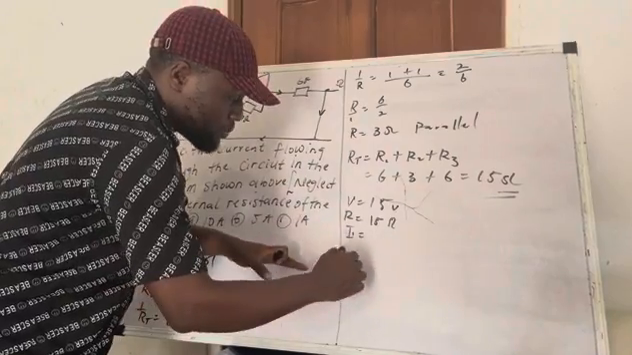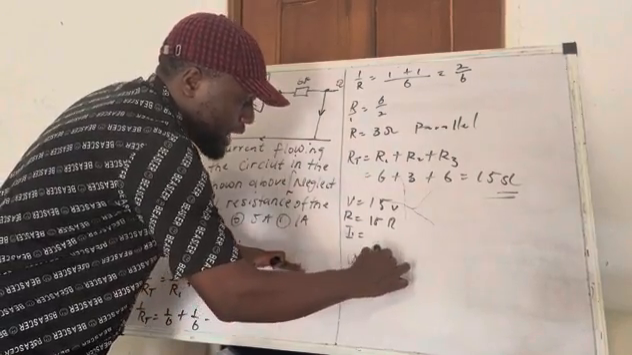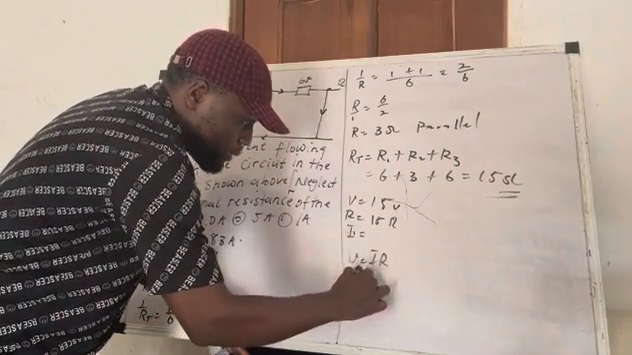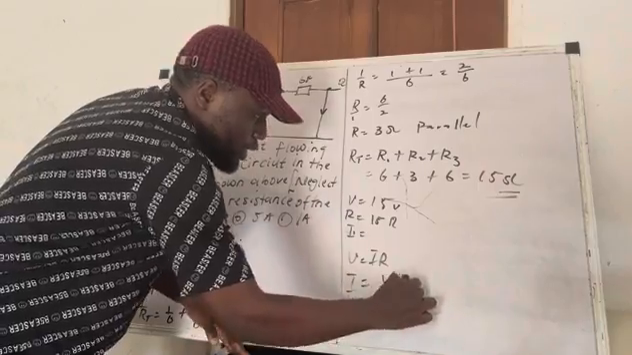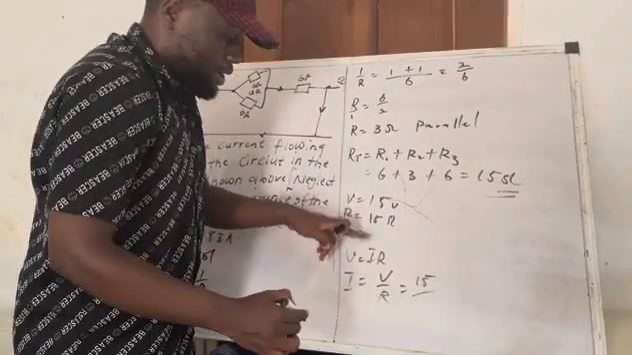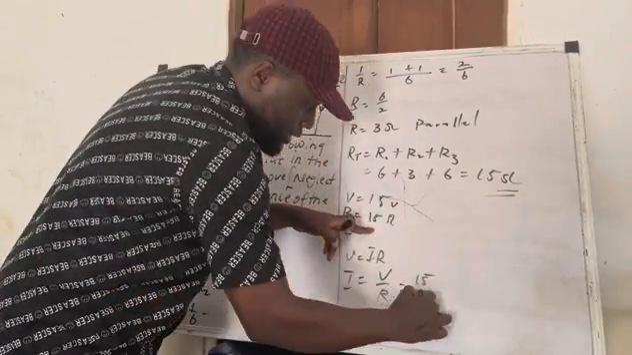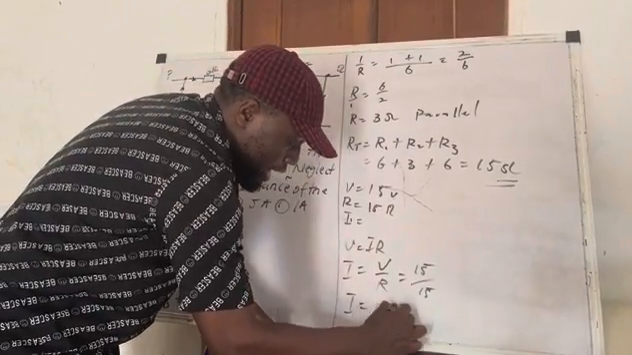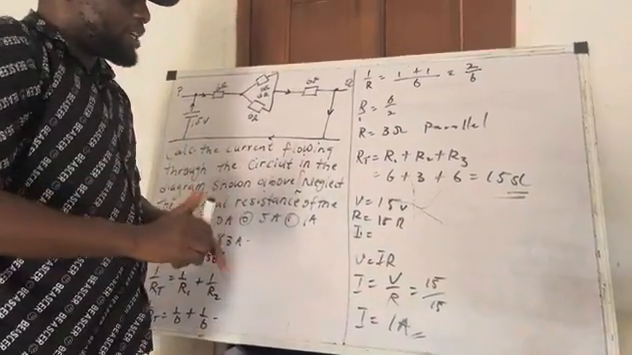From that, we deduce the formula V equals I times R. We are looking for I, and I will be equal to V over R. So we have the voltage to be 15, and the resistance to be 15. So 15 divided by 15, then I equals 1 ampere. This is how we solve for the current flowing in the circuit.